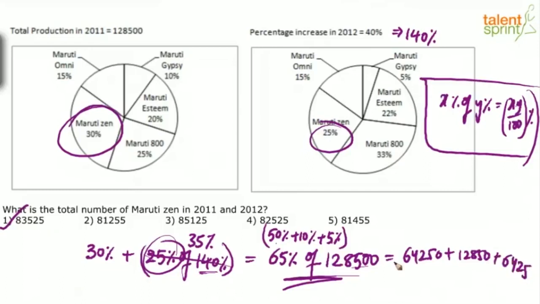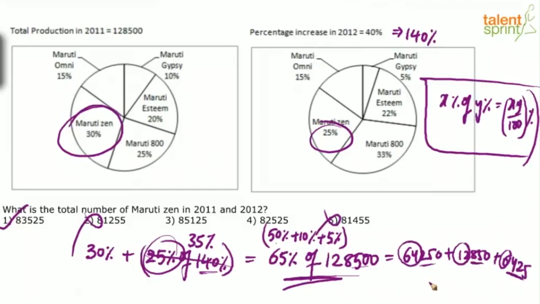Now just add the thousands first. See what happens. 64,000 plus 12,000 is 76,000. 76,000 plus 6,000 is 82,000. Now you know that the answer is 82,000 plus something. Again, there are hundreds to be added, but 82,000 plus. Immediately option 2 and option 5 get eliminated. Now how much more than 82,000? 250 and 850 is 1100. 1100 plus 425 is 1525.